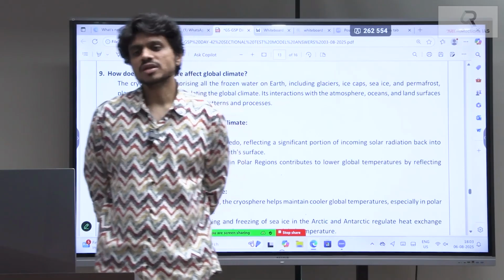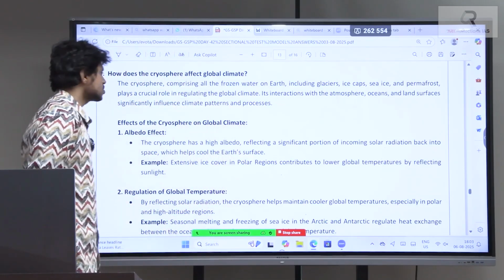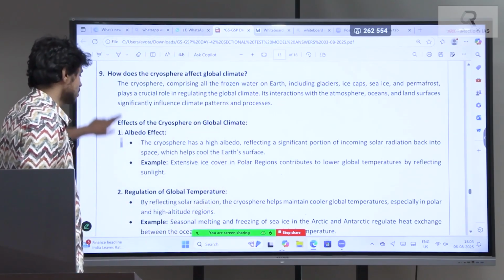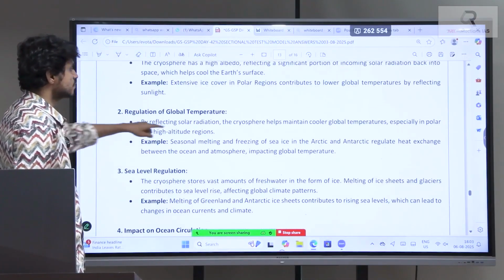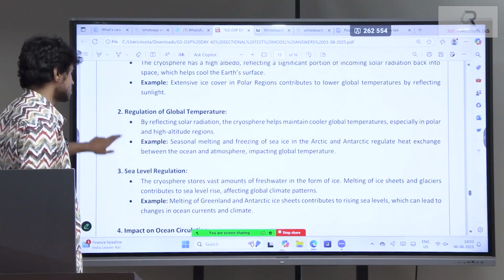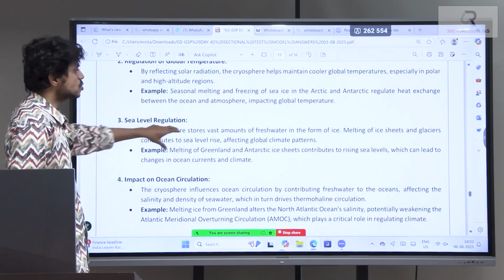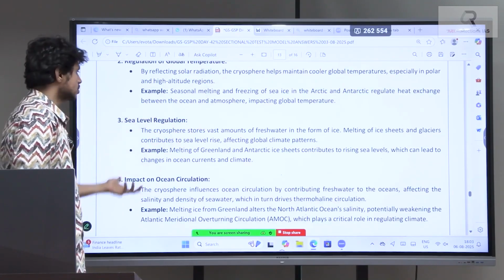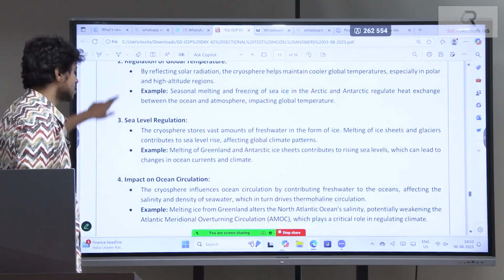Second point is the albedo effect. Glaciers are also playing a major role in the albedo effect. So this point should come first. Solar radiation. Okay, those points. Sea level regulation, the cryosphere stores vast amounts of fresh water. So that's how they play the role in sea level regulation.